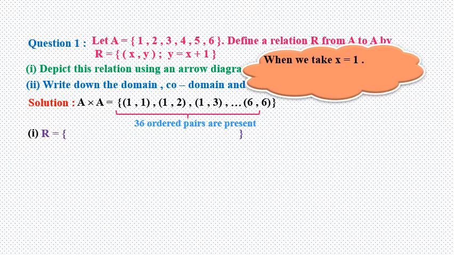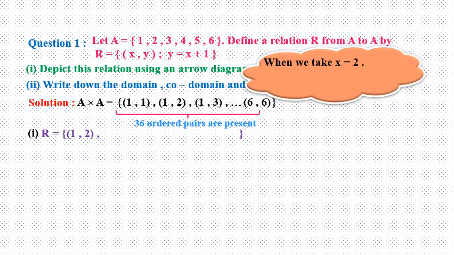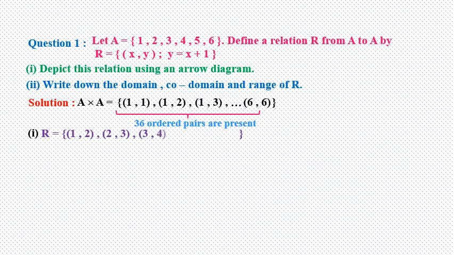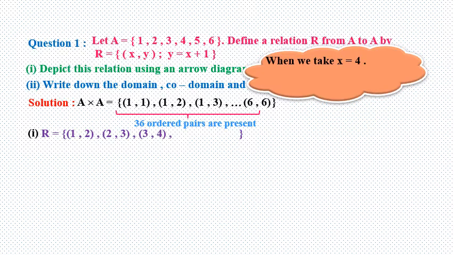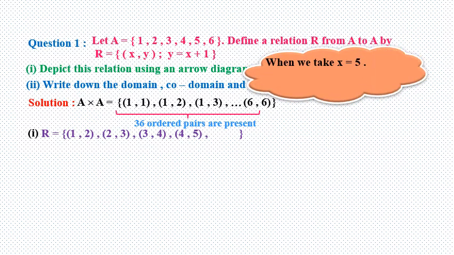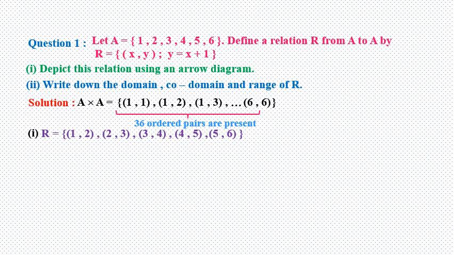Let us write: when we take x equal to 1, we get y equal to 2. Now when we take x equal to 2, y becomes 3. When we take x equal to 3, y becomes 4. When we take x equal to 4, then y becomes 5. When we take x equal to 5, then y becomes 6. So this is the relation set.